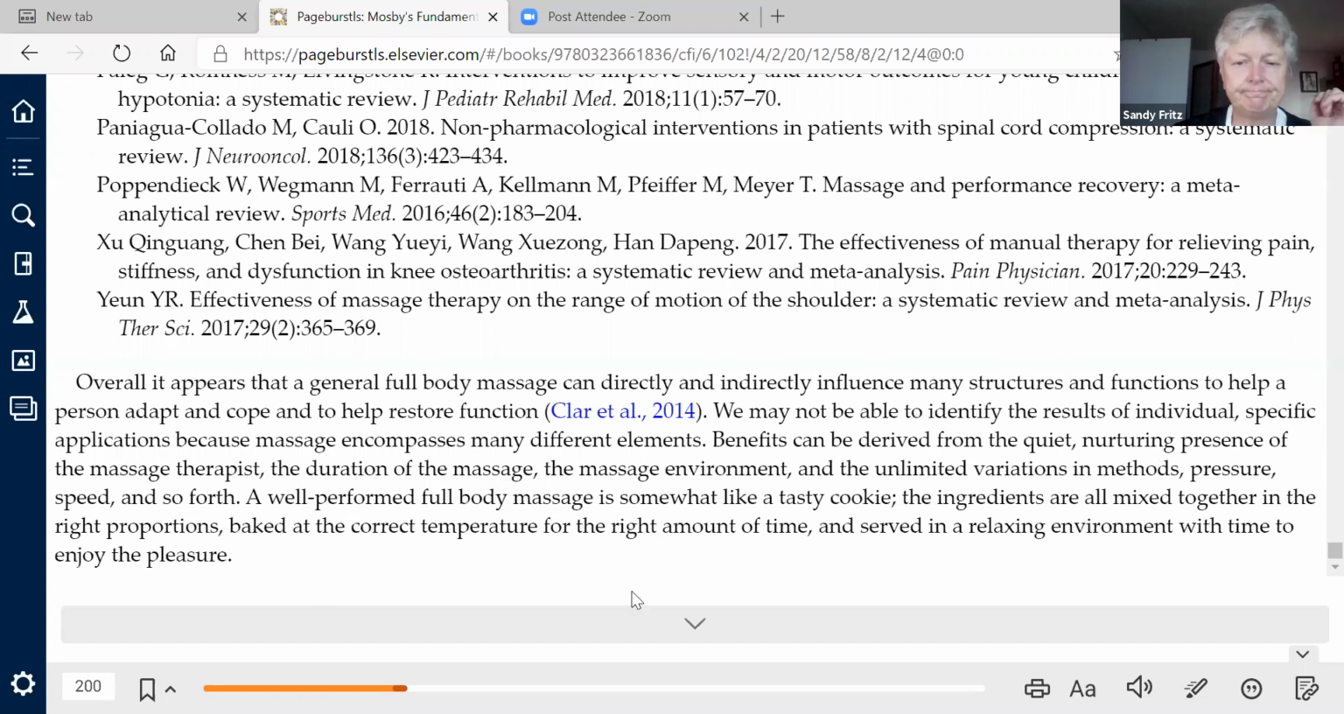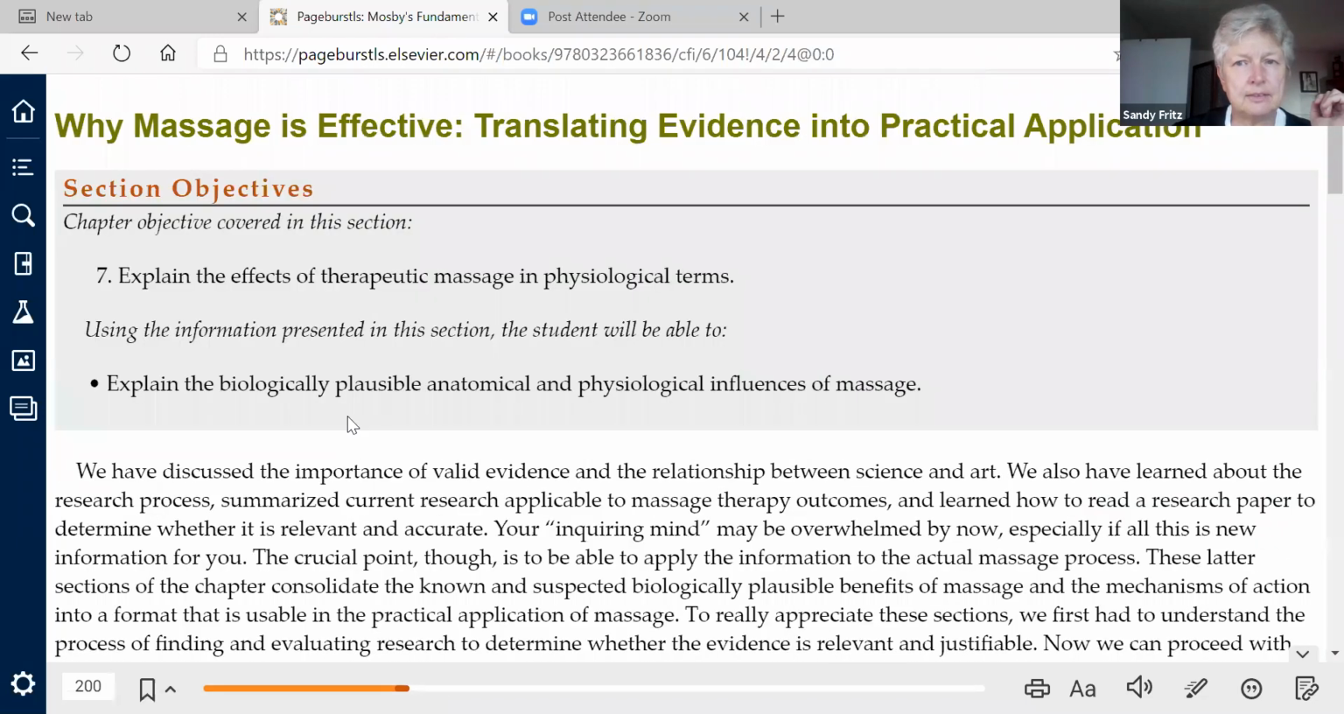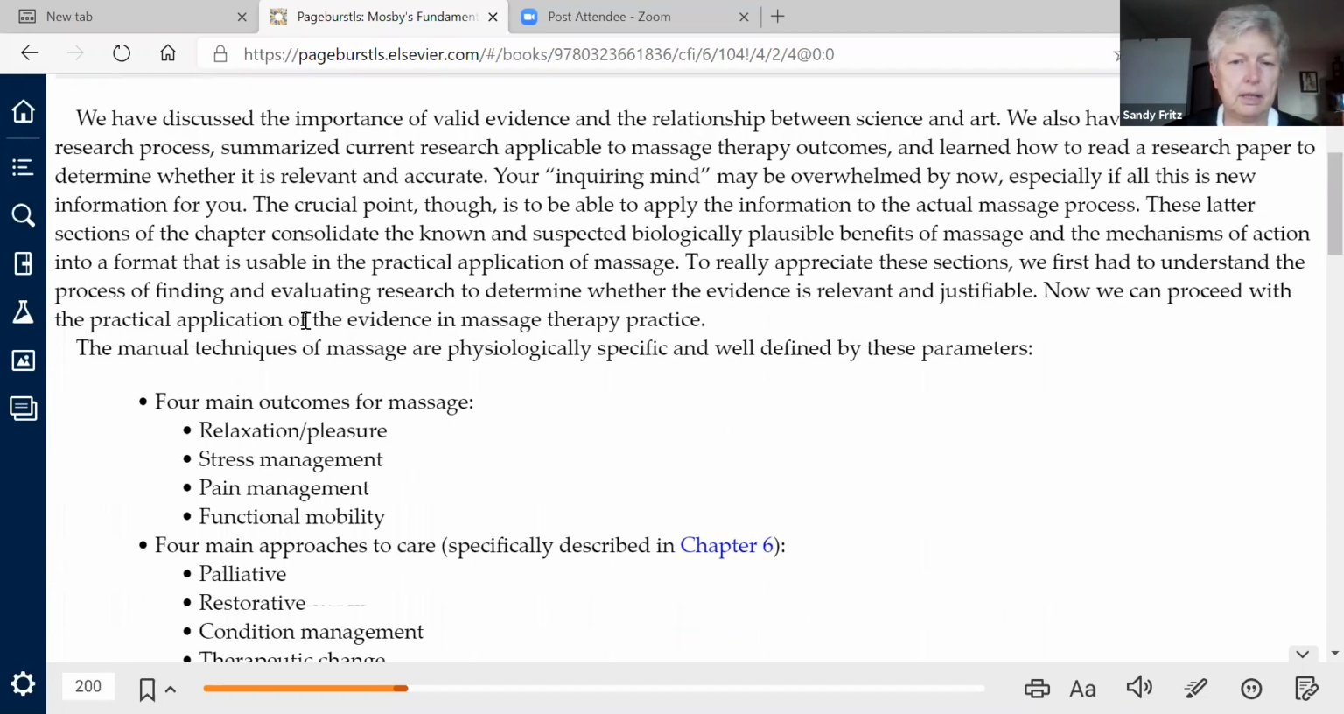So our next segment here is how we try to justify our effects, how massage is affecting our body's physiology, and trying to bridge the gap, the translating of that into what happens in the actual massage environment and the actual methods that we do.